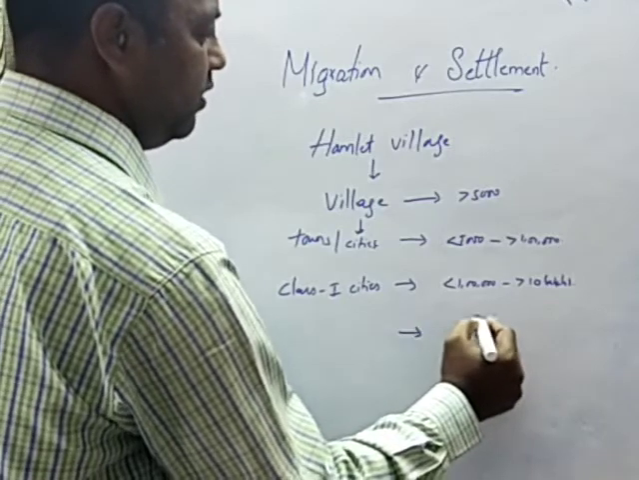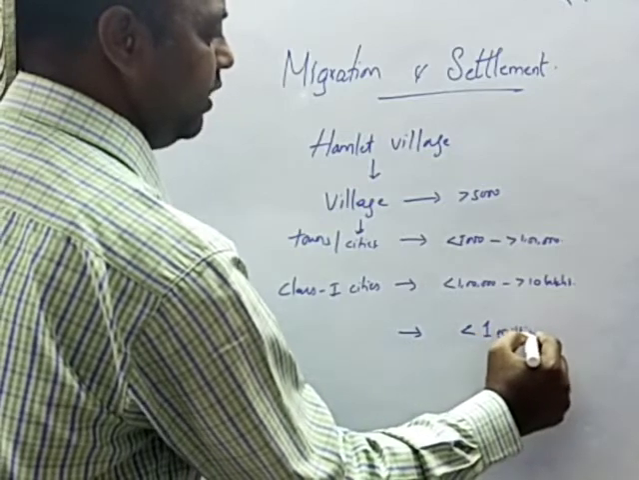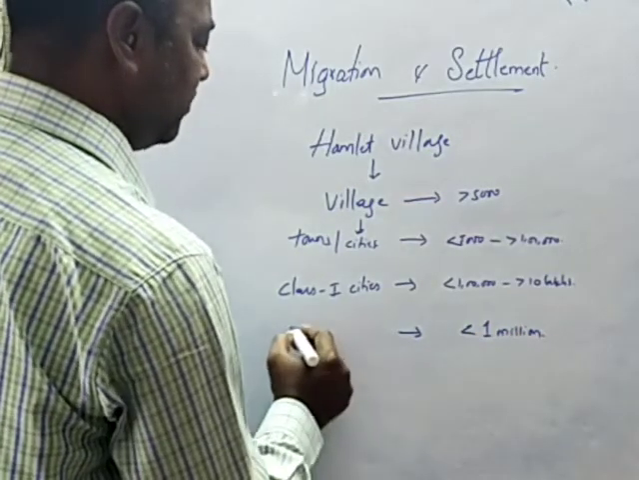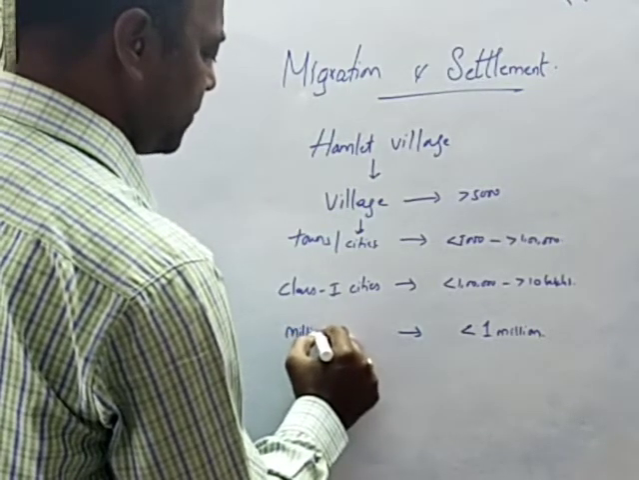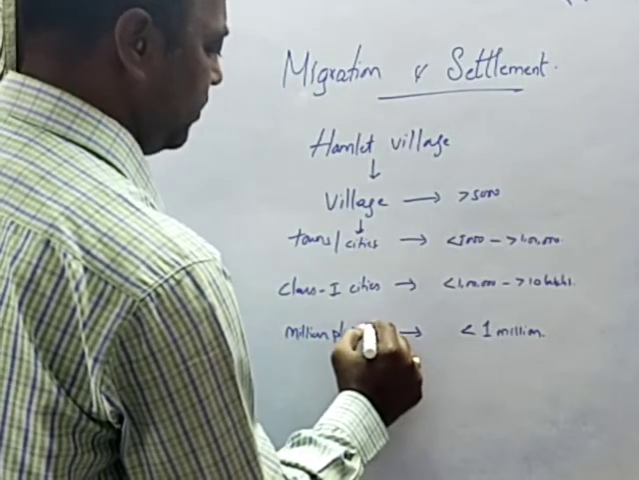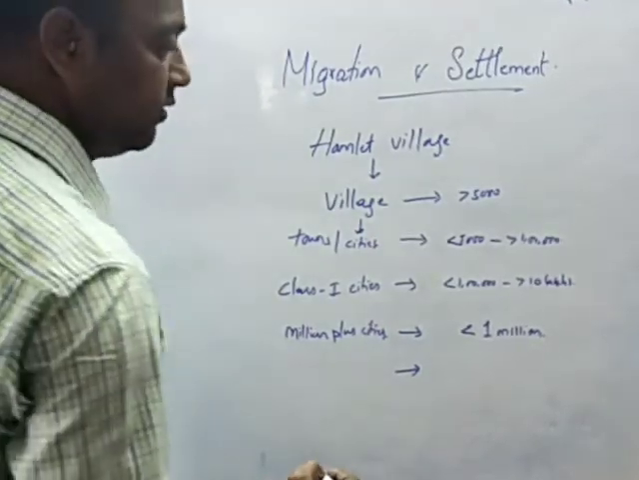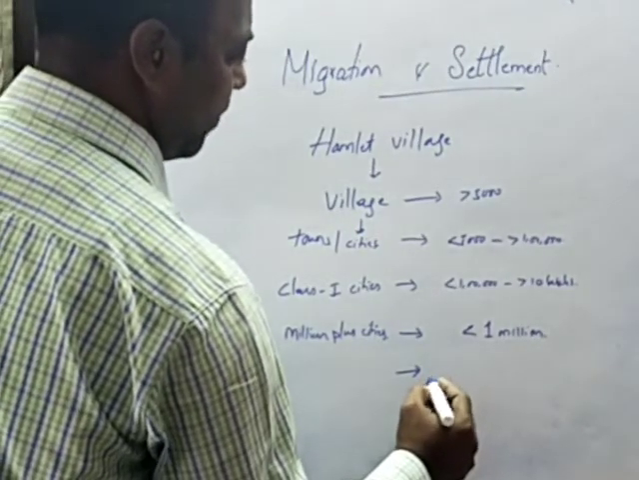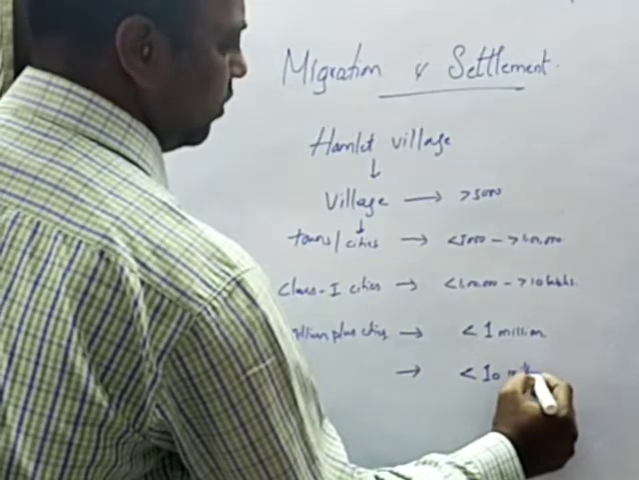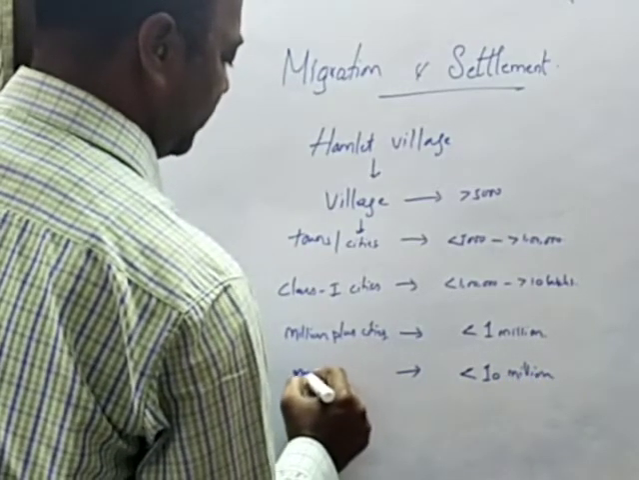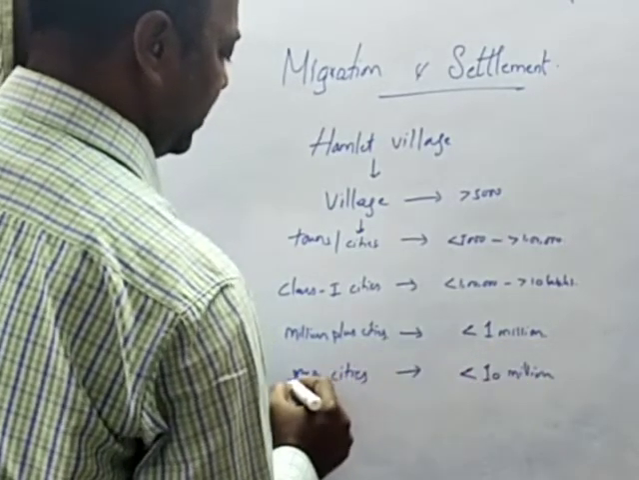If you have a population of more than 10 lakh, that means more than 1 million. 10 lakh is equal to 1 million, no, children. So if it is more than 10 lakh, then it is called a million plus city, or they are also called metropolitan cities. And if the population is more than 10 million, that means 1 crore, then they are called mega cities. 1 million to 10 million, they are called metropolitan cities.